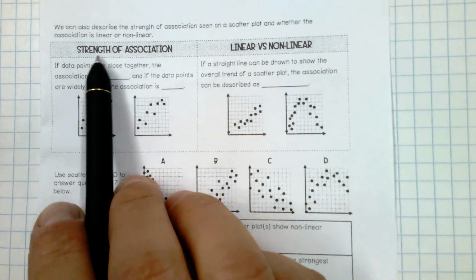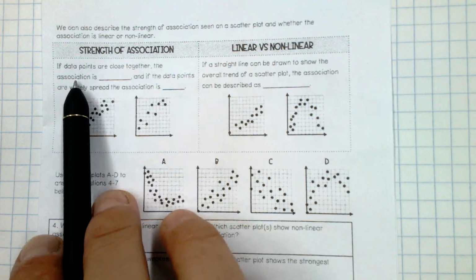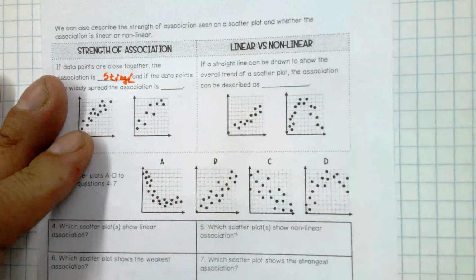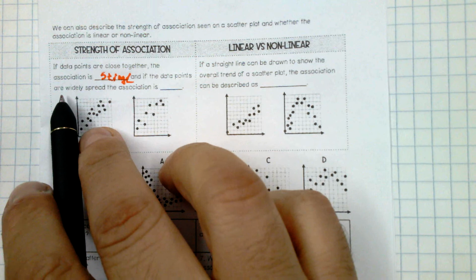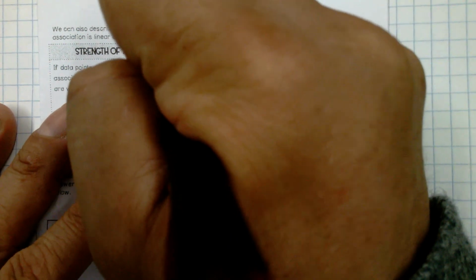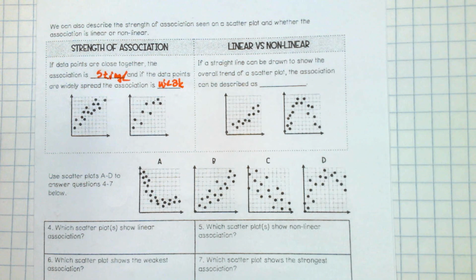So it says strength of association. If data points are close together, the association is strong. And if the data points are widely spread out, the association is what we call weak. So this is talking about how closely, how bunched up the data is.